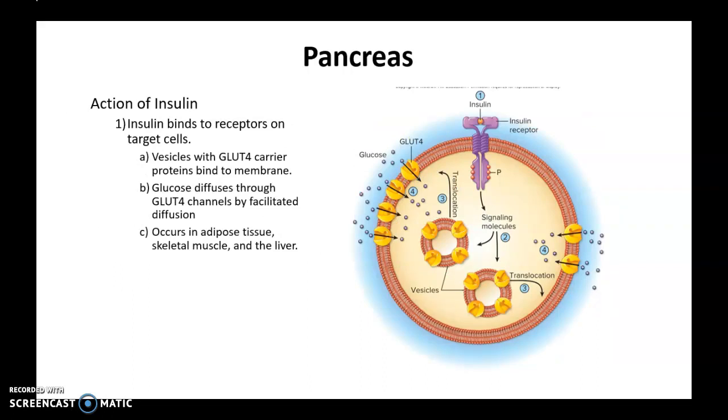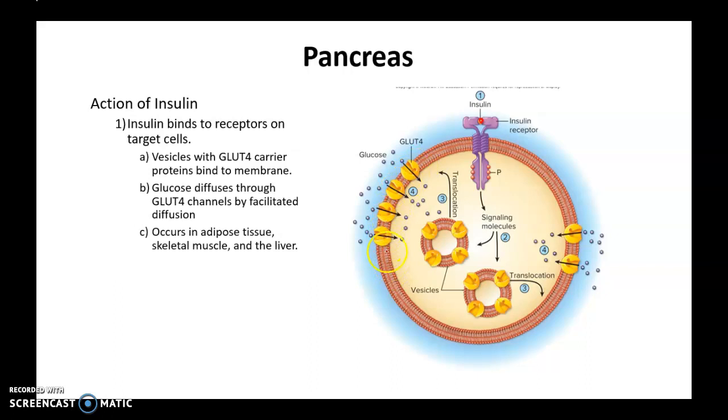So talking about the action of insulin. Here, this is the insulin hormone. It binds to the receptor on the plasma membrane, do you see this? And that triggers a cascade of reactions inside the cell. Now, as insulin binds to the specific receptor, we have vesicles inside the cell that have the GLUT4 carrier proteins. Binding of insulin to the receptor causes these vesicles to insert more GLUT proteins into the plasma membrane.